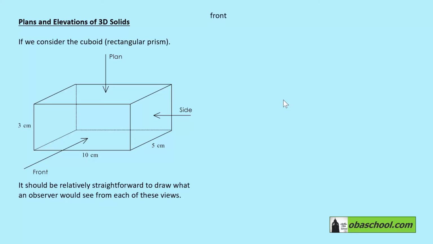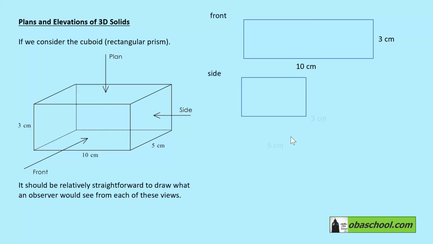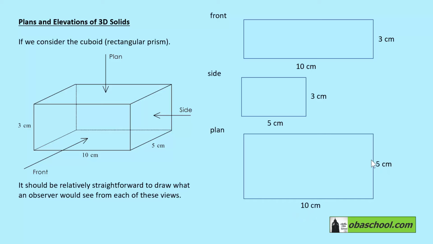It should be relatively straightforward to draw what an observer would see from each of these views. So if you look from the front, you would see this rectangle. It would be 10 centimeters by 3 centimeters because you would see this edge and this edge. From the side, you would see this rectangle here, and therefore you'd be seeing a rectangle that's 5 centimeters by 3 centimeters. And from the top, you'd see this rectangle. And so you'd be looking at a rectangle that is 10 centimeters by 5 centimeters.